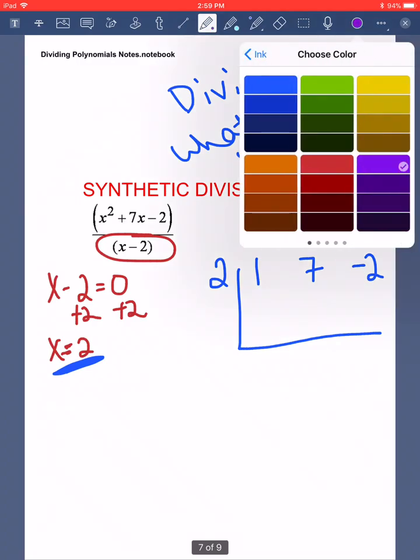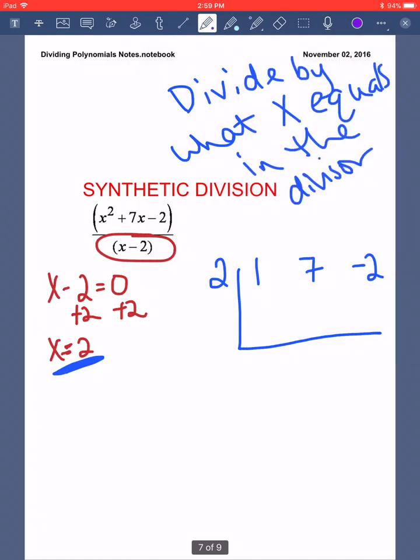Your first step every single time once we get to this point is you're going to bring down your very first number. So the 1 is going to come straight down. And now you're going to multiply. You're going to multiply the 2 times the 1 to get 2, and you're going to line that up underneath the 7. And then you add going down the column. So 7 plus 2 is 9. Now we multiply again. So 2 times 9 is 18. And then you add going down the column. So -2 plus 18 is 16.